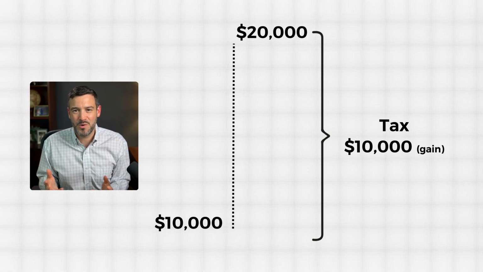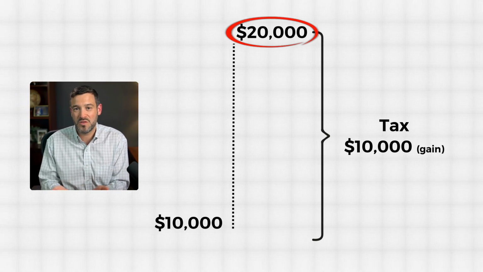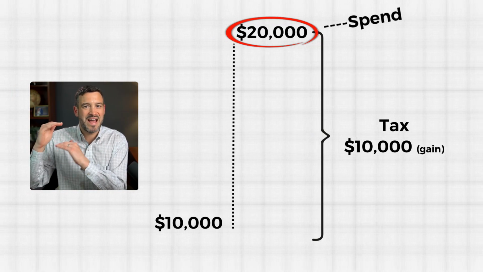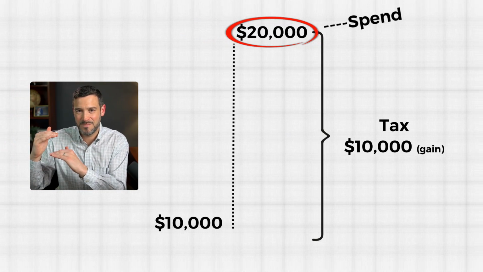So in that example, you realize $20,000 worth of liquidity for spending purposes in retirement, but you only pay taxes on that $10,000 gain. Now, in reality, you can mix and match where you take that money from in your portfolio. And sometimes you can even take some losses to offset your gains and lower your overall realized net gain in that portfolio.